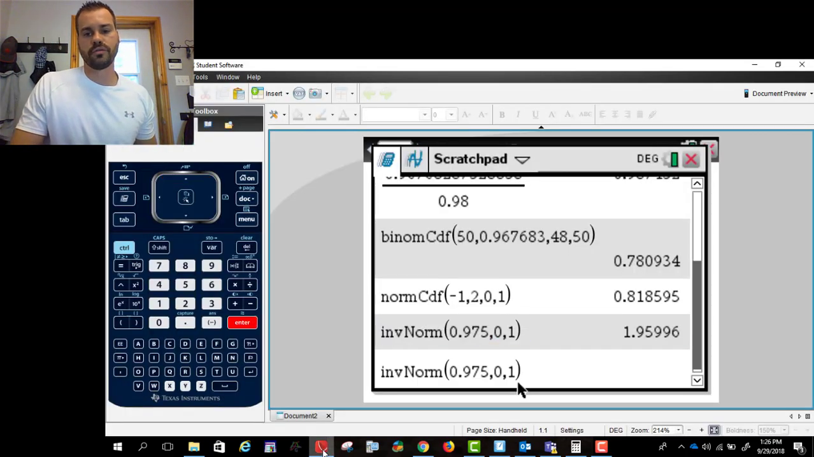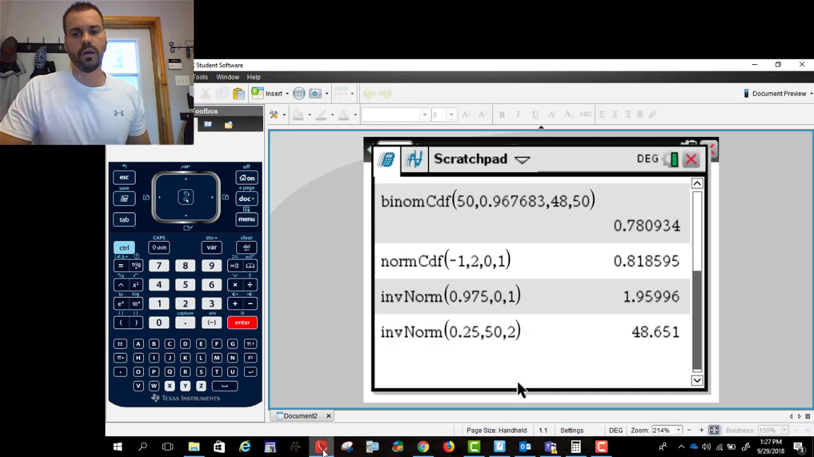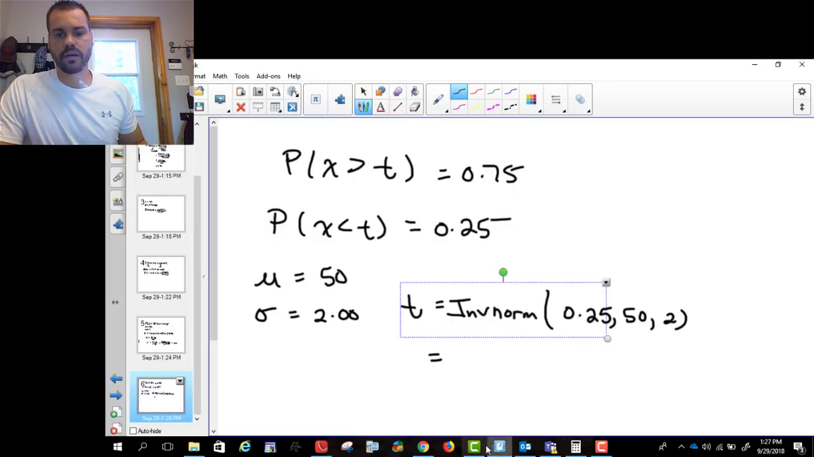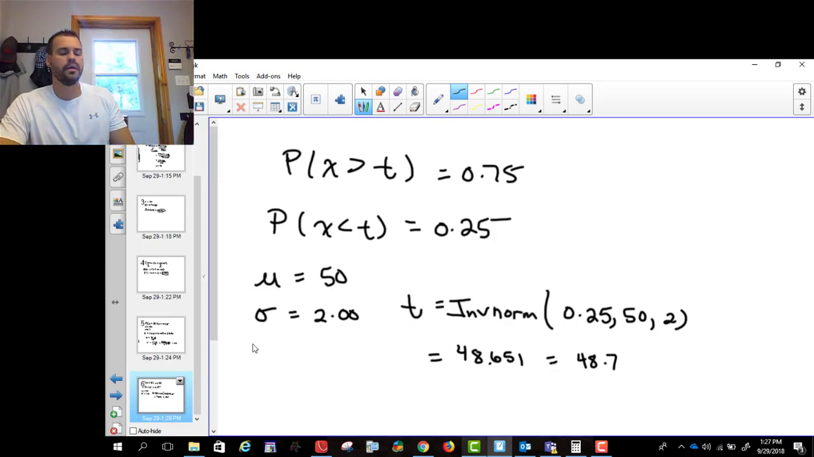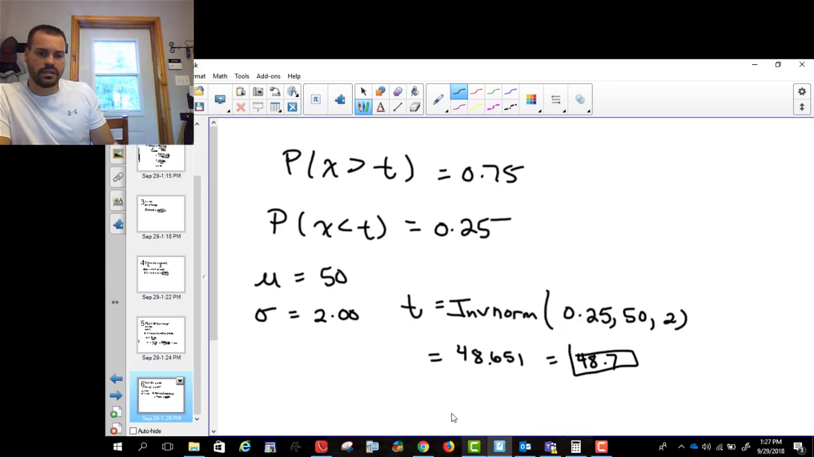So we go here and we just go to our inverse normal. We can change the probability to 0.25. We can change this to 50 and this to 2. And we get 48.651. So 48.651 is our answer. If we round that to 3 significant digits, it's 48.7. Okay? So that's the answer to part C.